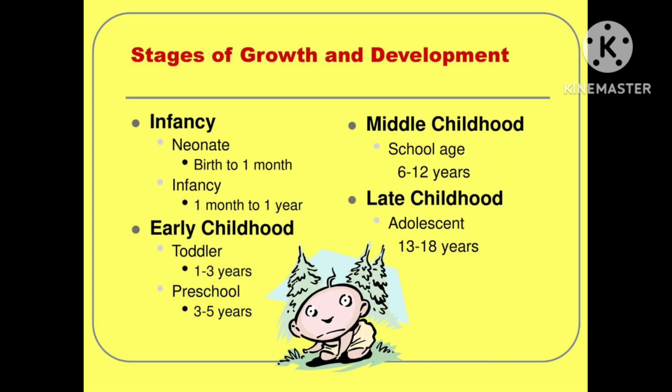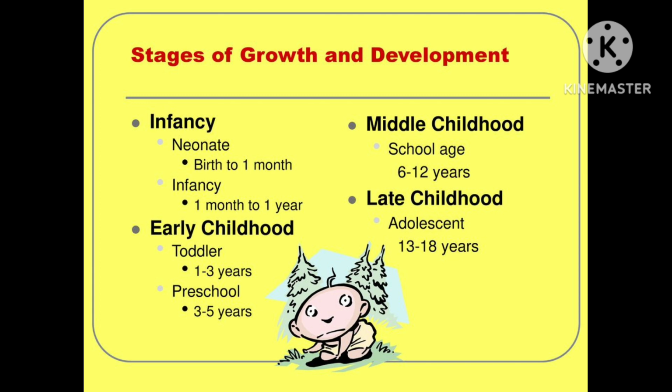So next, under growth and development, we are going to discuss each stage of growth and development. Growth and development proceeds in stages, as I already told you. So we'll see the different stages. First one is the infancy stage, which is again divided into early infancy and late infancy. The early infancy is the neonatal period, that is from birth to 1 month, and the late infancy is from 1 month to 1 year.